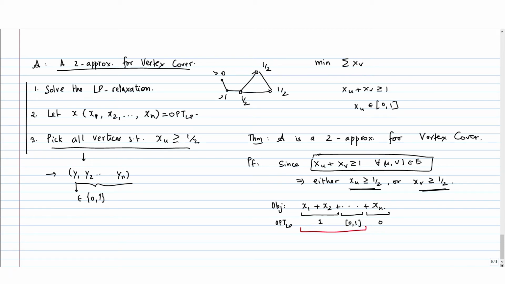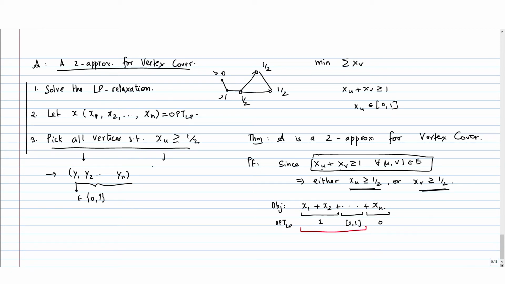So, for every edge the constraint is xu plus xv is at least 1, so at least one of xu or xv is at least half. So, for every edge at least one of the endpoints is chosen in our solution. The algorithm is to solve the linear program and pick every vertex whose value is at least half. If the LP gives a value at least half, then you take it, otherwise you do not take it. That is what you do.